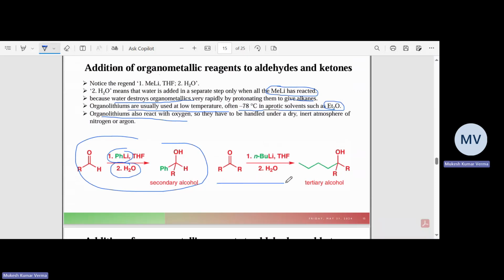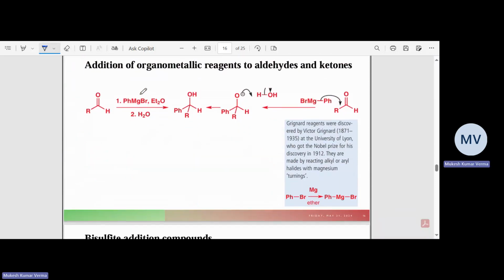In the second reaction, a similar reaction, n-butyl lithium is used, where butyl is partially negatively charged and lithium is partially positively charged. The negatively charged butyl attacks the carbonyl carbon to give tertiary alcohols. One important thing is that aldehydes give secondary alcohols and ketones give tertiary alcohols.